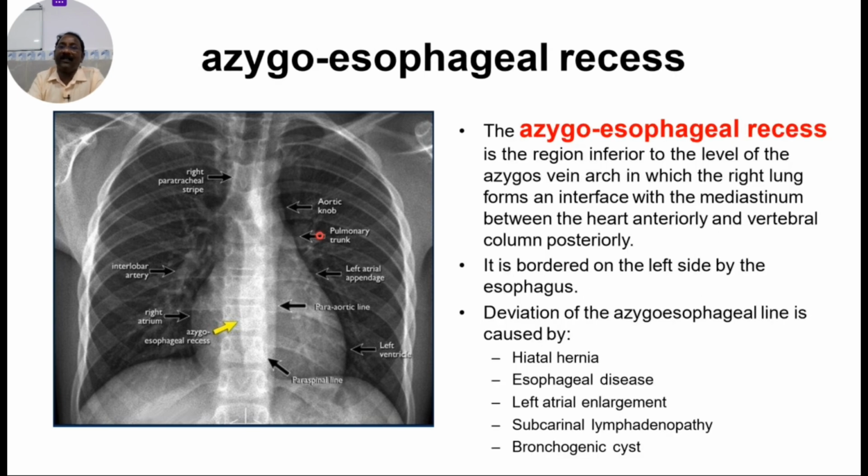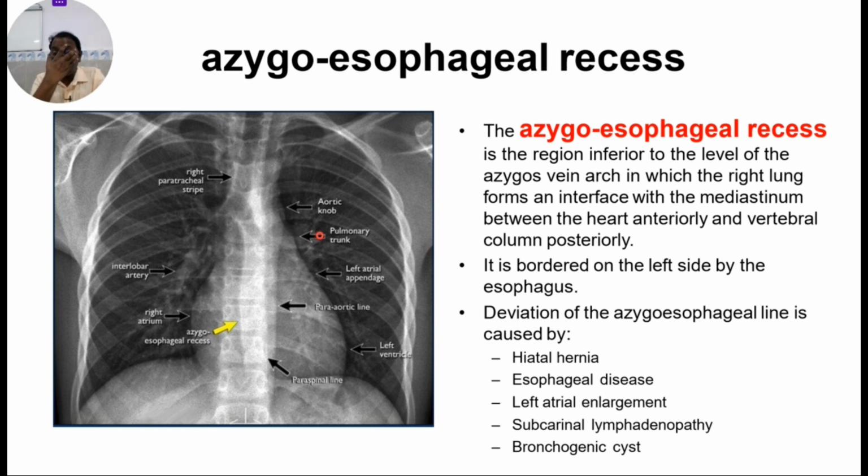Azygoesophageal recess is the region inferior to the level of the azygos vein arch in which the right lung forms an interface with the mediastinum between the heart anteriorly and the vertebral column posteriorly. The border on the left side of the esophagus. Deviation: hiatus hernias, esophageal disease, left atrial enlargement, subcarinal lymphadenopathy, and bronchogenic cysts.